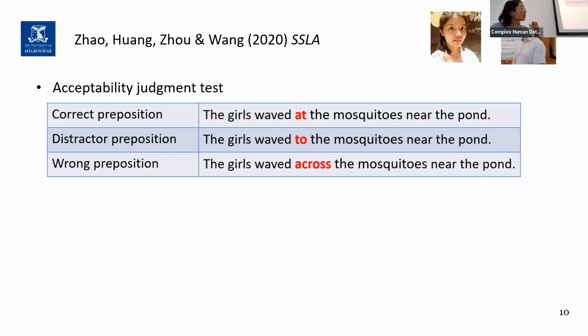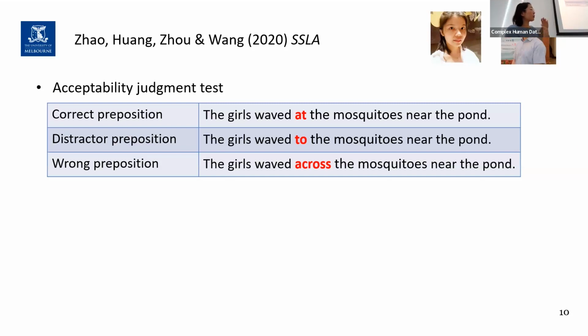The key manipulation here is the type of preposition. The test includes three types of prepositions: a correct preposition, like the girl waved at the mosquitoes near the pond, versus a distractor preposition, the girl waved to the mosquitoes very nicely and friendly, which is problematic. And a very wrong preposition, the girl waved across the mosquitoes, which is obviously wrong, because semantically that's very odd. We were mostly interested in the distractor preposition condition, because this is the type of preposition use we predict that second language learners have most trouble with.